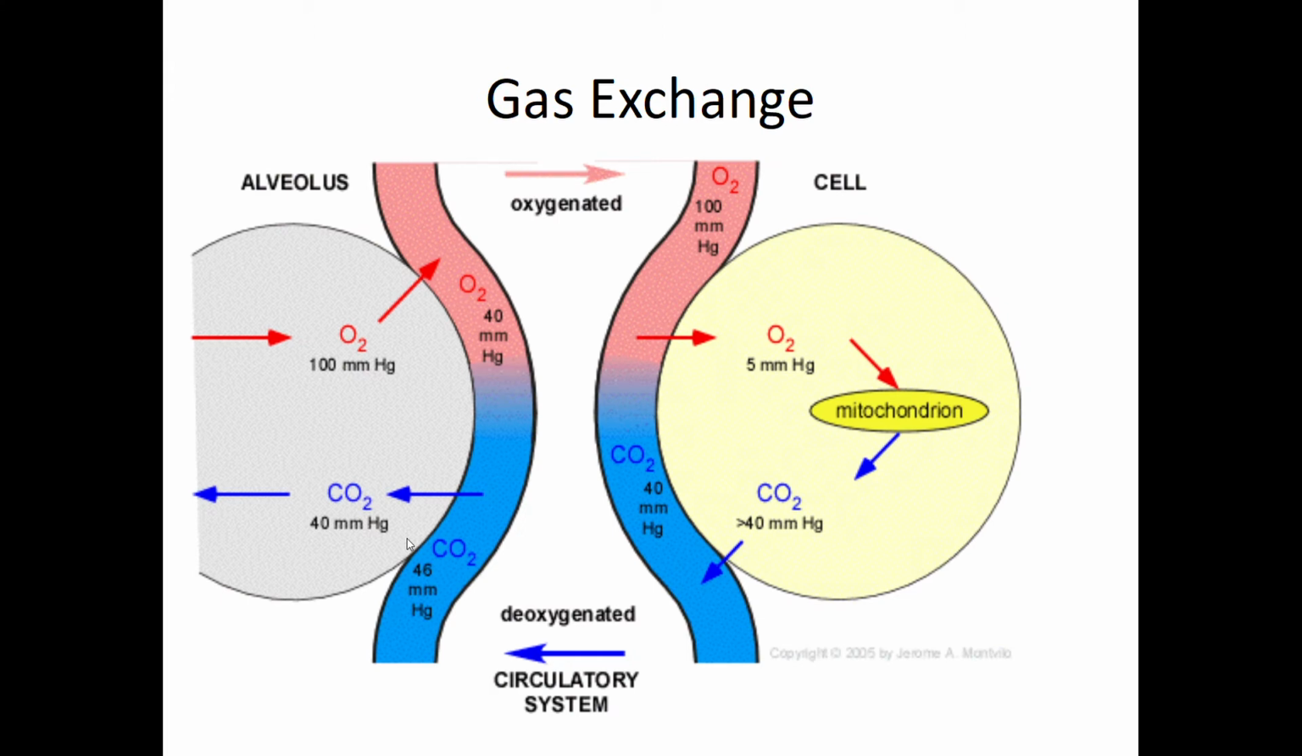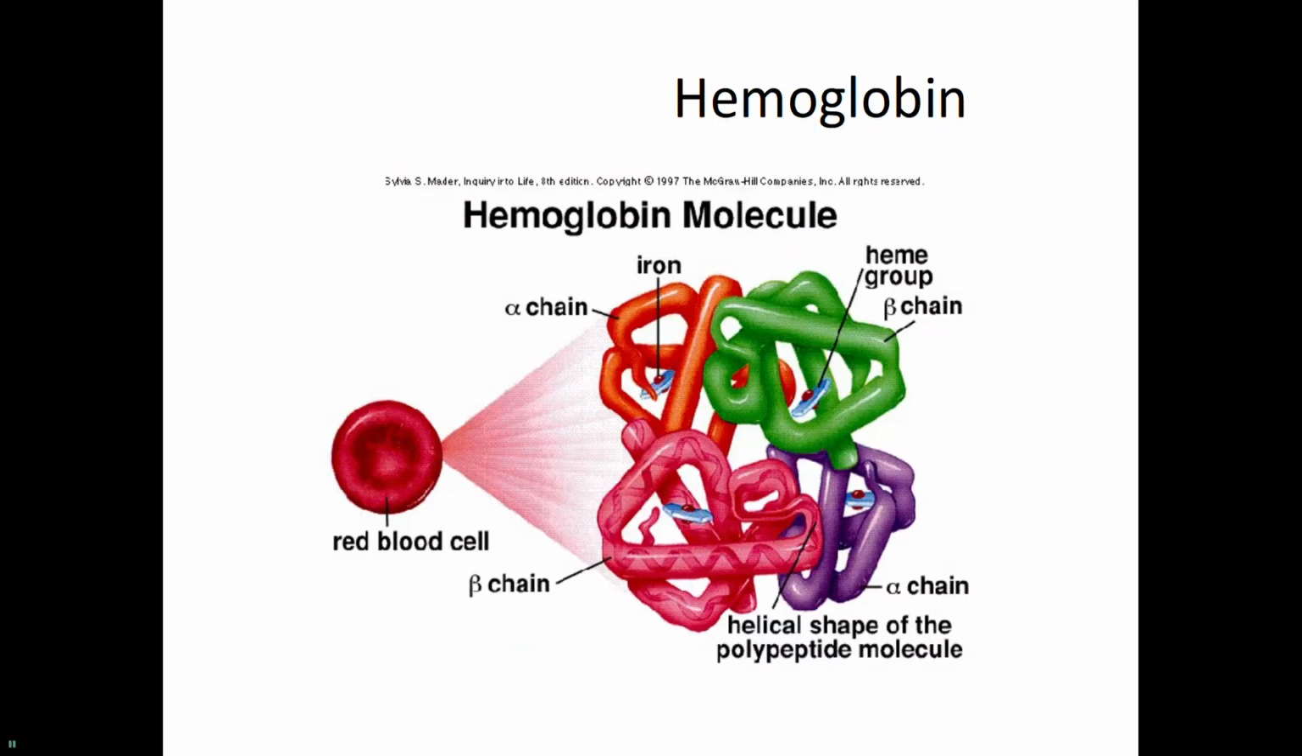So we've got this gas exchange happening. We need to get carbon dioxide around, that's easy. We need to get oxygen around, that's harder. So how do we do that? That's where hemoglobin comes in. Hemoglobin is our oxygen transport molecule. Hemoglobin is made up of 4 heme groups, 2 alpha chains and 2 beta chains. So this is a protein.